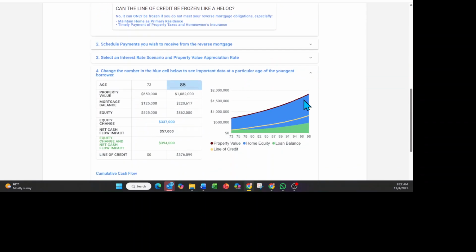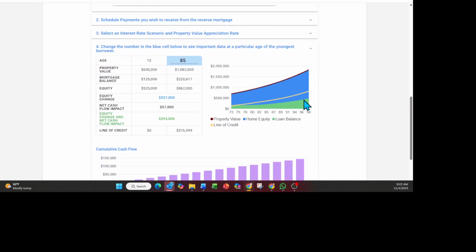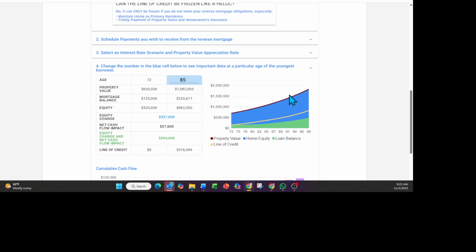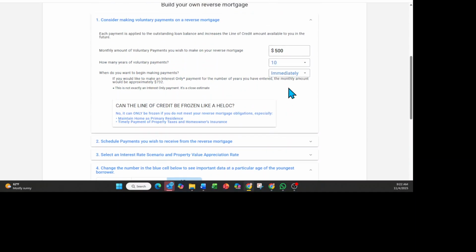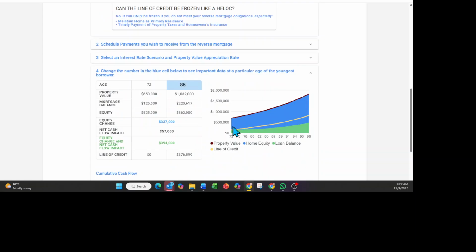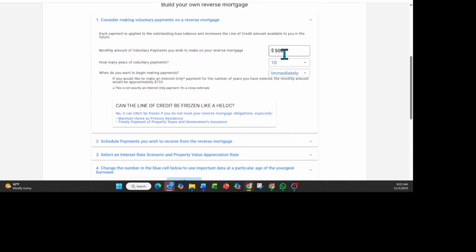Well, if they were to do that, how would things change? There's quite a significant change here, right? You see a lot more blue than you did before just by making these $500 a month payments for 10 years. Because you're dropping the loan balance, you're keeping it pretty close to flat until those 10 years stop, and then you see that growth continue. And you see your line of credit growing significantly because that $500 a month is not only going into your loan balance, it's also boosting your availability in your line of credit.